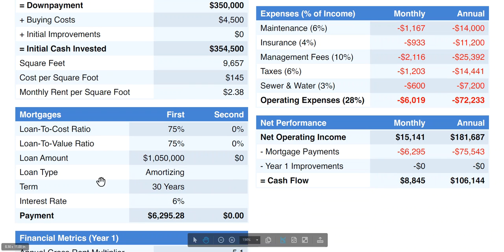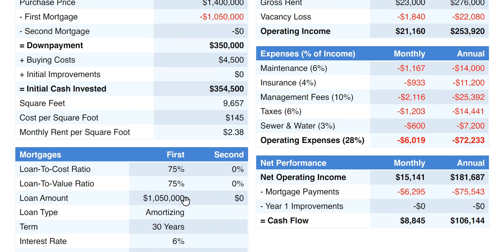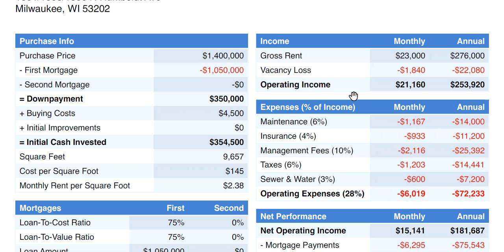This is your mortgage information down here, which is 75% loan to cost and loan to value, which means 25% down. $1 million loan, 30-year, 6%. Now, you're probably not going to get a 30-year loan on a commercial. It'll probably be a 5-year, but the interest rate at 6% is a little bit higher than market rate right now. So let's go over to the income side.